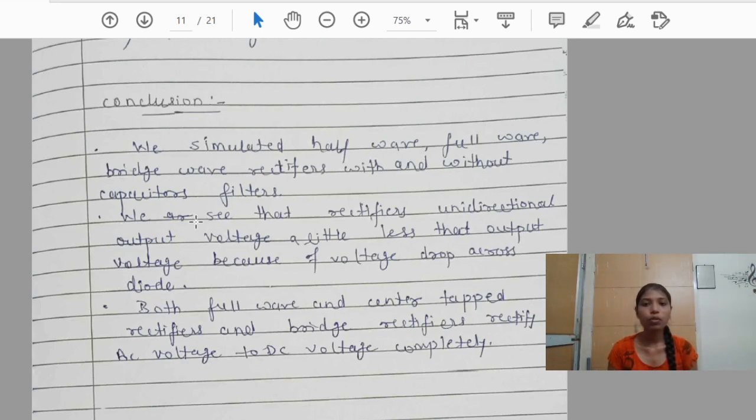The final conclusion of the experiment is that we simulated half wave, full wave, and bridge rectifiers with and without capacitor filters. We see that the rectifiers give a unidirectional output voltage, a little less than the input voltage because of the voltage drop across the diode. Full wave, center tap, and bridge rectifiers rectify AC voltage to DC completely.